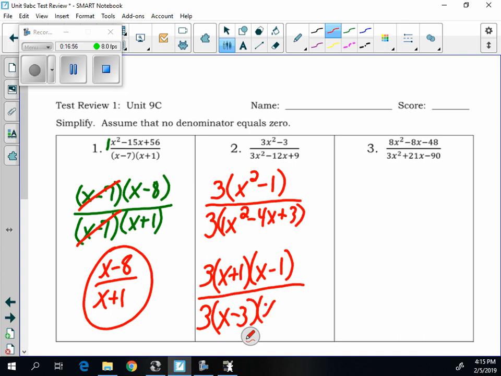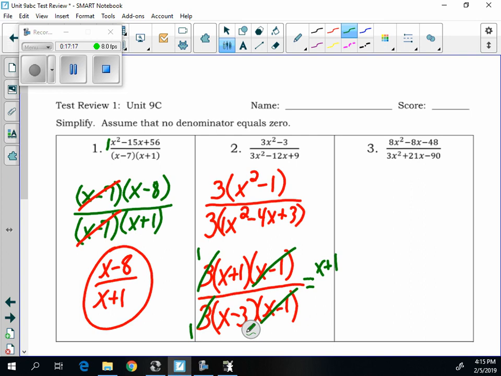Now after everything's factored, we look at numerators and denominators. What can we simplify? 3 divided by 3 is 1. I'm just going to write the 1, but I just wanted to write it to show you. X minus 1 divided by x minus 1, again, is 1. You really don't need it there. And what's left is x plus 1 in the numerator and x minus 3 in the denominator.